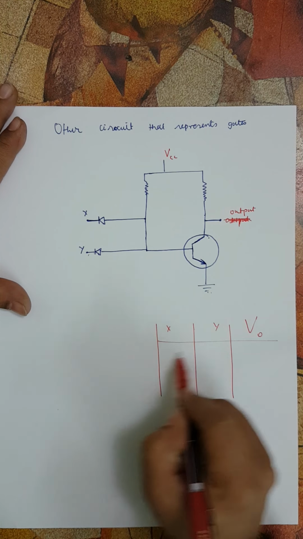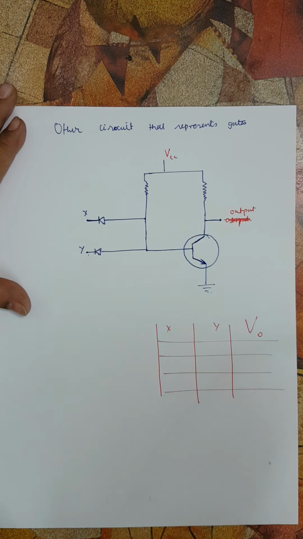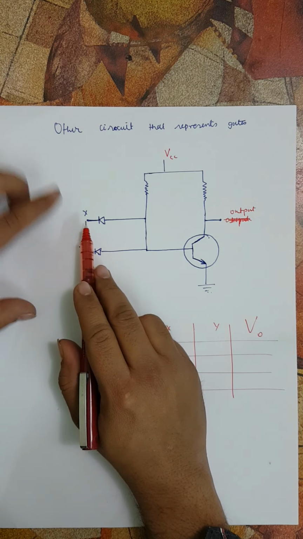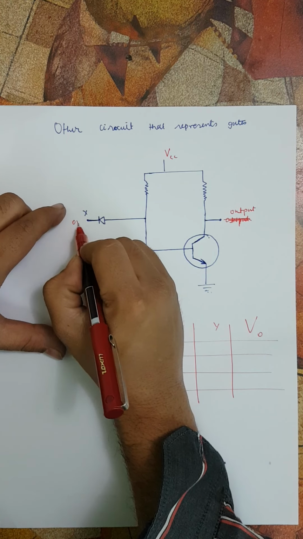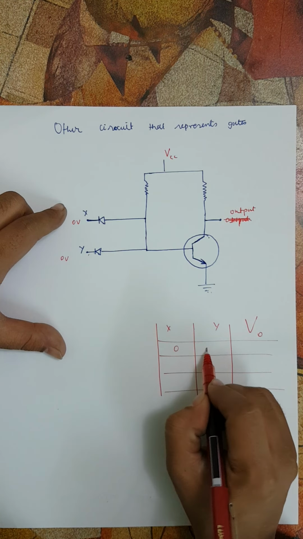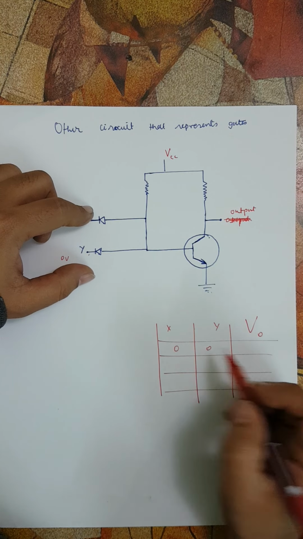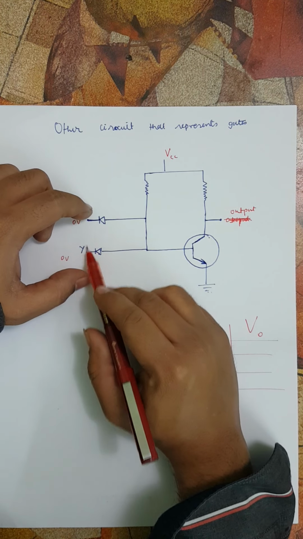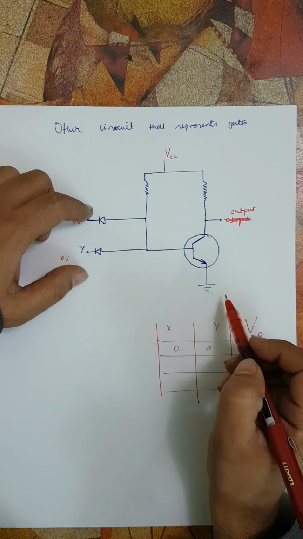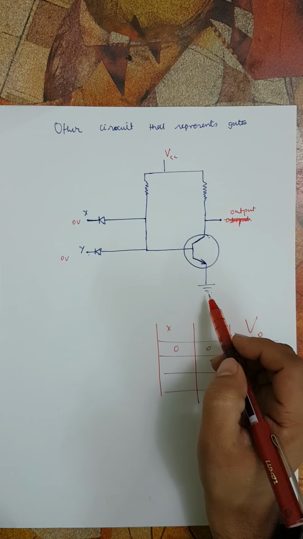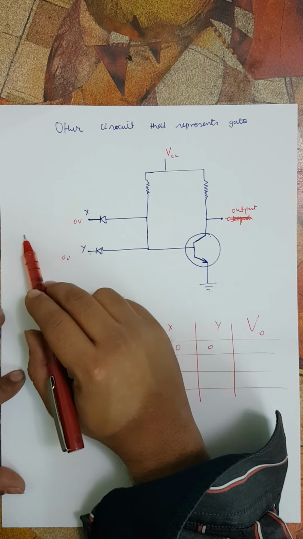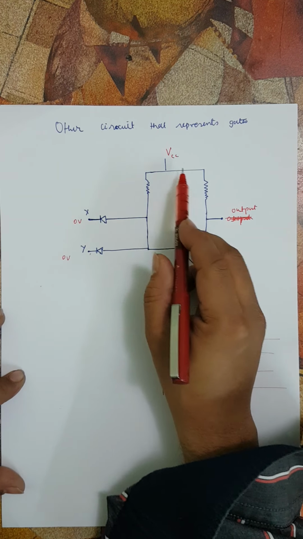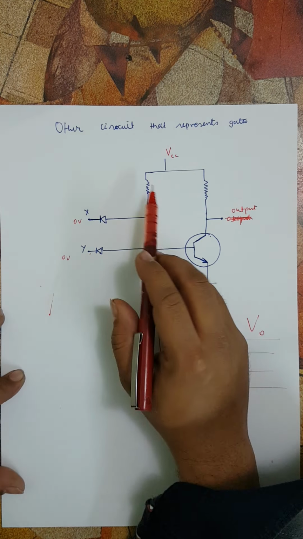Okay, so let's consider the case in which both inputs are at 0 volt. If both are 0, 0, let's call it the low input voltage. Then what happens? The current will go like this, because this becomes forward biased. Then the current will also go like this. No current will go like this.